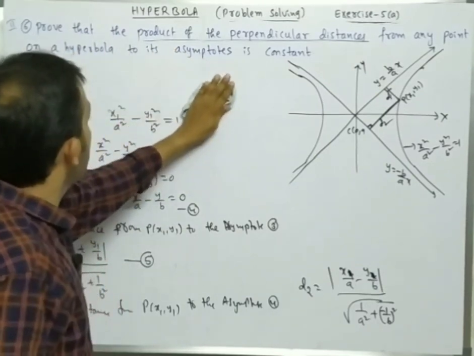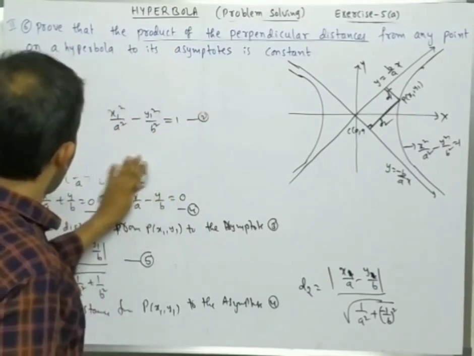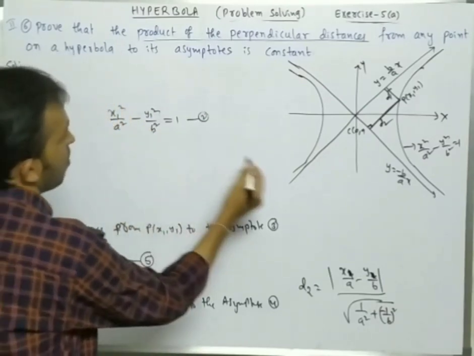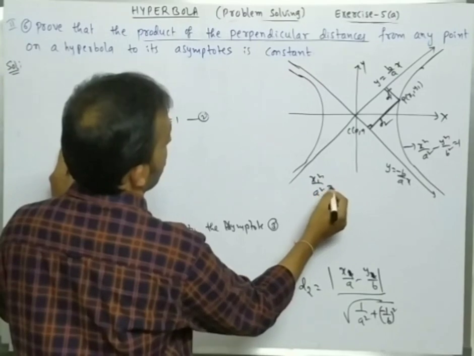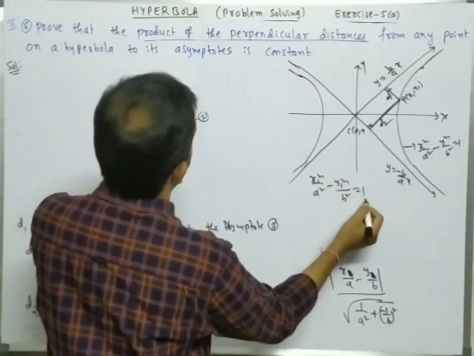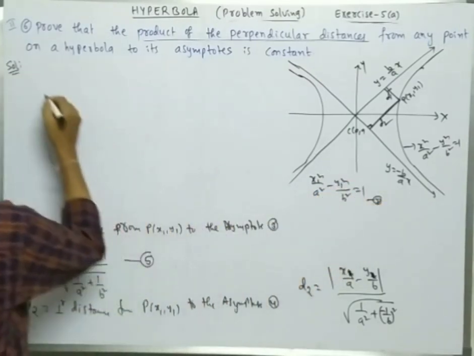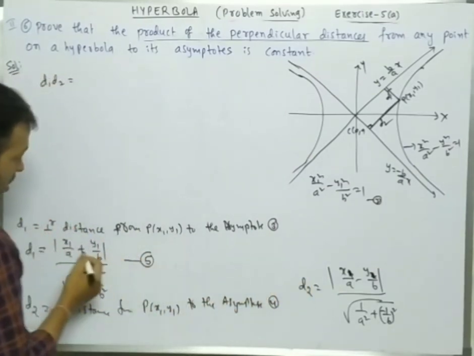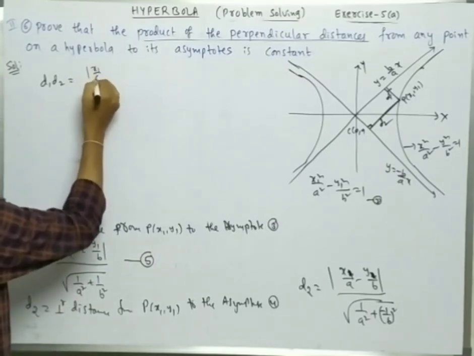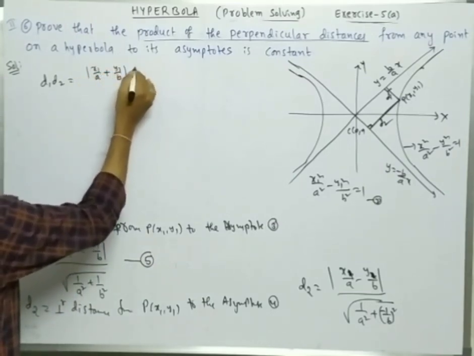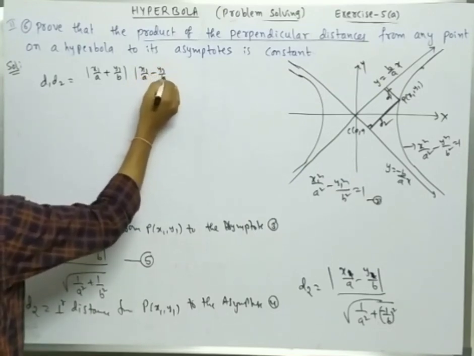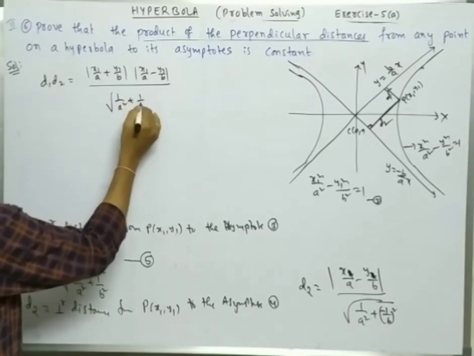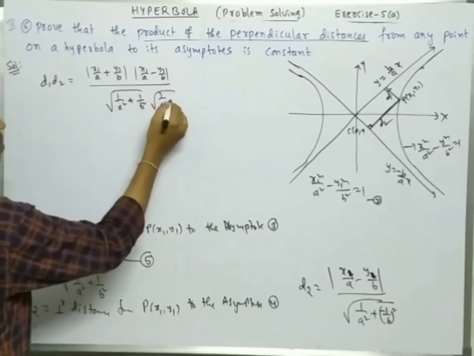Now what is our question? Find the product of these perpendicular distances. This is equation number 2: x1 square by a square minus y1 square by b square is equal to 1. So now d1 into d2. Multiplying these two, the numerator becomes the modulus of x1 by a plus y1 by b into x1 by a minus y1 by b, divided by under root of 1 by a square plus 1 by b square into 1 by a square plus 1 by b square.